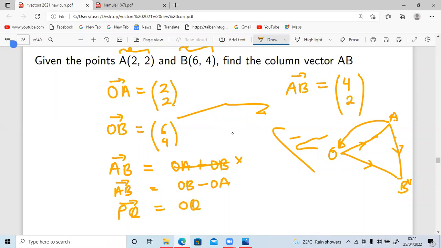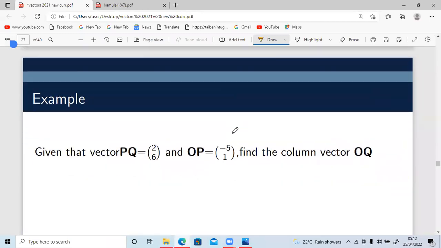OQ minus OP. Perfect. What if you have MN? What will be your definition? ON minus OM. So always the second letter minus the first one. Okay, so Karen, find out whether that is right.